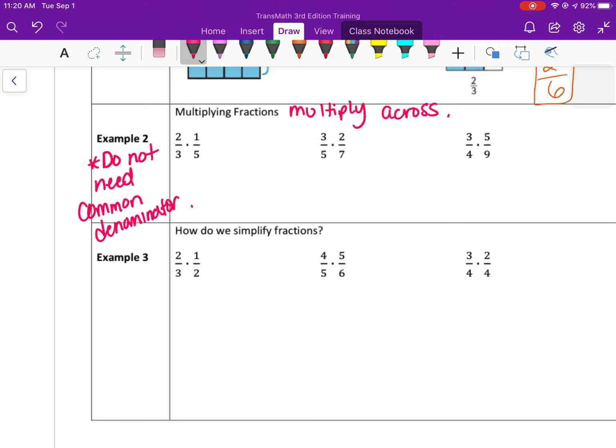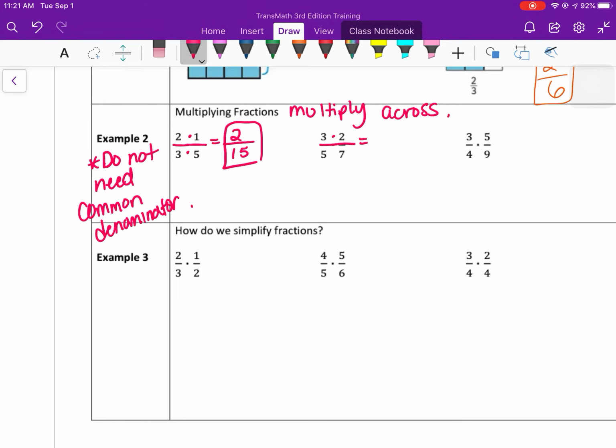So I always sing the little tune to myself, multiplying fractions, no big problem, top times top over bottom times bottom. Just helps me remember it. So when you multiply fractions, you multiply straight across the top. So you take the 1 times the 2, or 2 times 1 is 2 on top, and 3 times 5 is 15 on bottom.